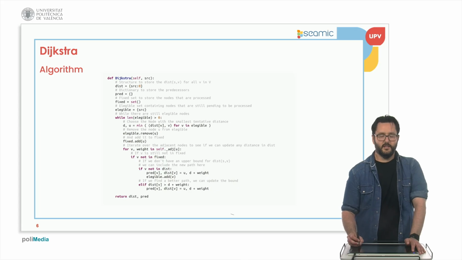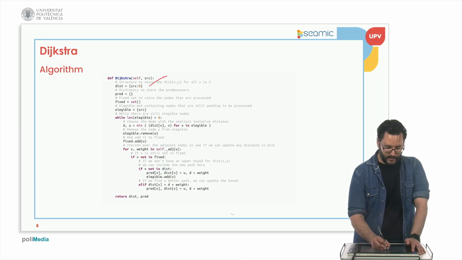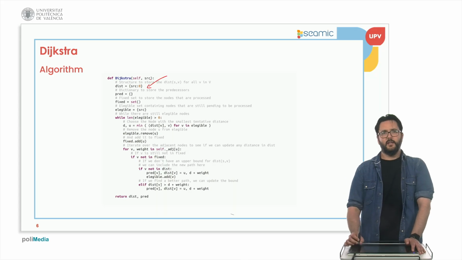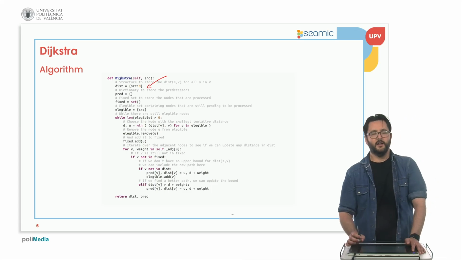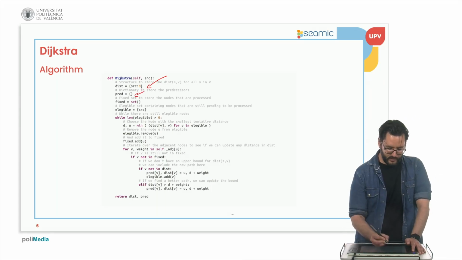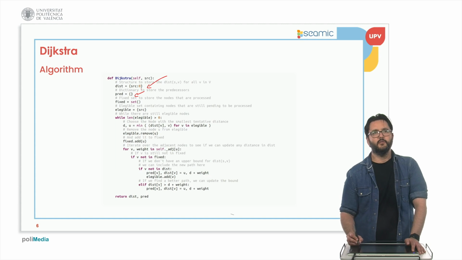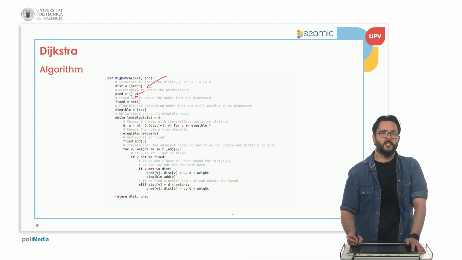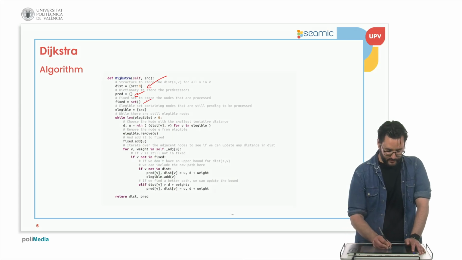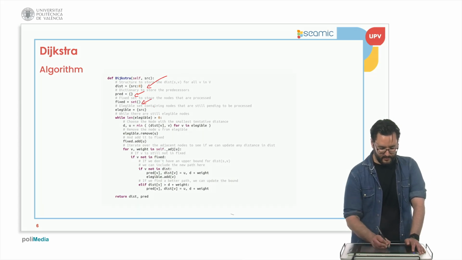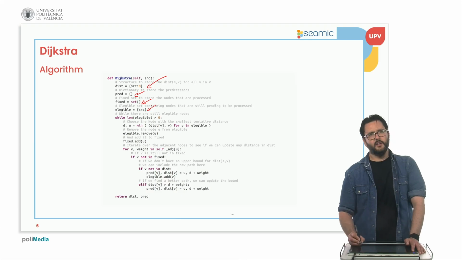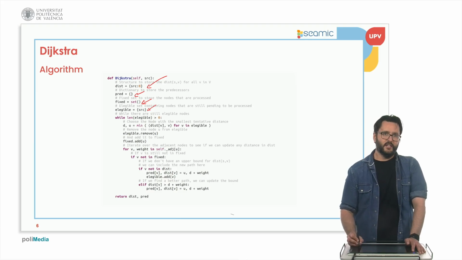Let's take a look at this algorithm. Here we have the dist structure, a dictionary. This is the other dictionary that we are going to use to store the predecessors in order to recover the path. The fixed set here and the eligible set that is now including the source vertex.